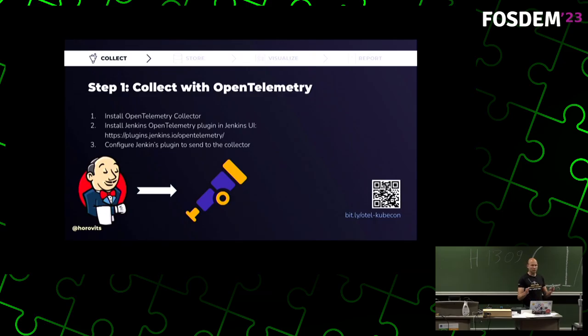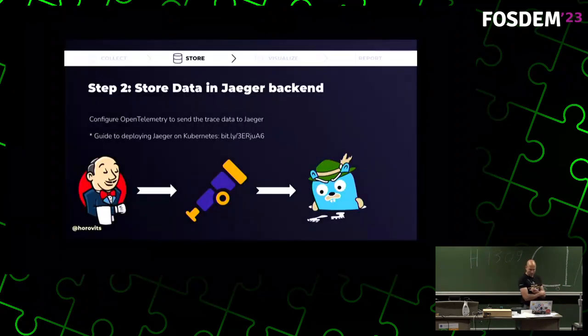So what do you need to do if you choose OpenTelemetry? You need to set up the OpenTelemetry collector. It's sort of an agent for it to send. You need to install the Jenkins OpenTelemetry plugin, very easy to do that on the UI. And then you need to configure the Jenkins OpenTelemetry plugin to send to the OpenTelemetry collector endpoint over OTLP over gRPC protocol. That's the collect phase, and after collect comes store.